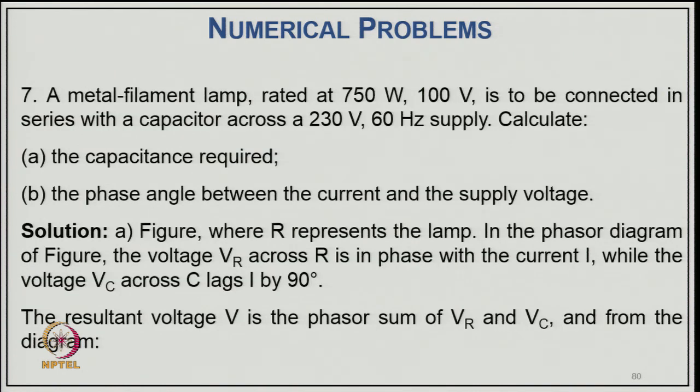Now, coming to example 7: a metal filament lamp rated at 750 watt 100 volt is to be connected in series with a capacitor across a 230 volt 60 hertz supply. Calculate the capacitance required and the phase angle between the current and supply voltage. The figure shows where R represents the lamp, and the phasor diagram shows the voltage V R across R is in phase with current I, while the voltage across the capacitor will lag by 90 degree. So, the resultant voltage is the phasor sum of V C and V R from the diagram.